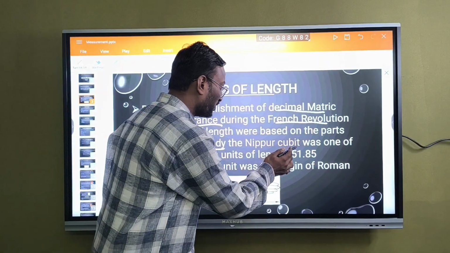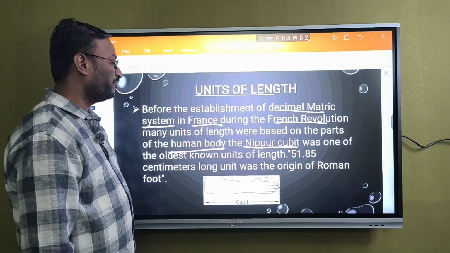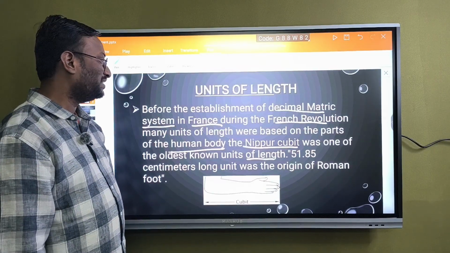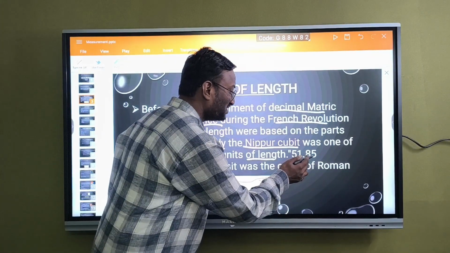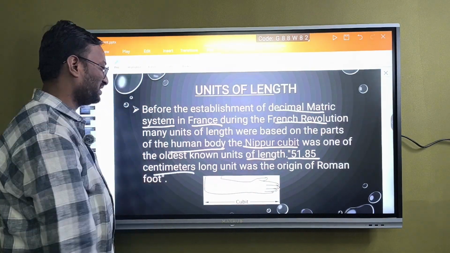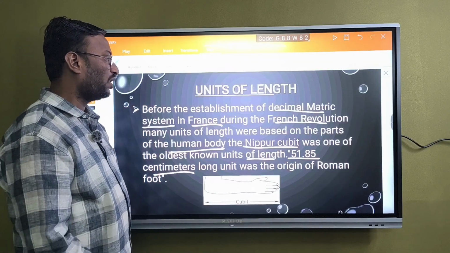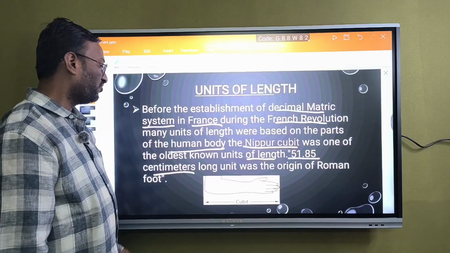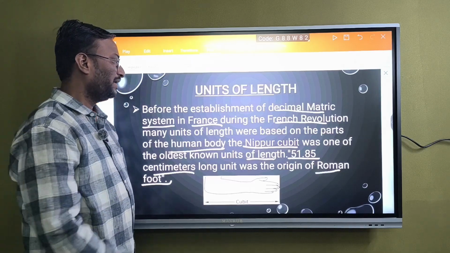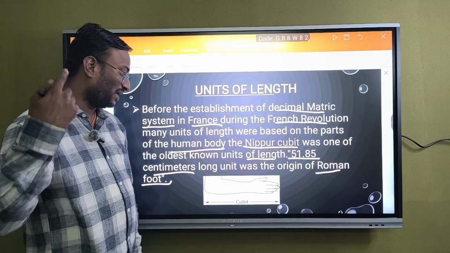So the Nippur cubit was one of the oldest known units of length. Which is one of the old units of length? That is the Nippur cubit. What is the value for that? It is around 51.85 centimeters. What is the value? The 51.85 centimeters long unit was the origin of the Roman foot. So the foot length at that time was 51.85 centimeters long.